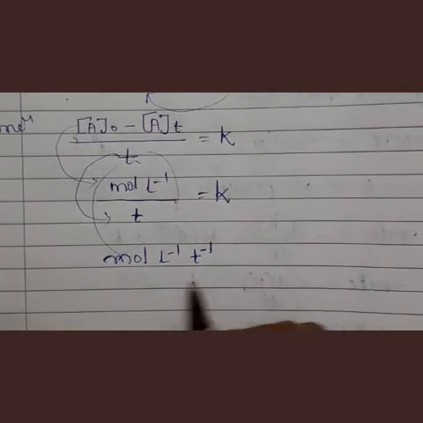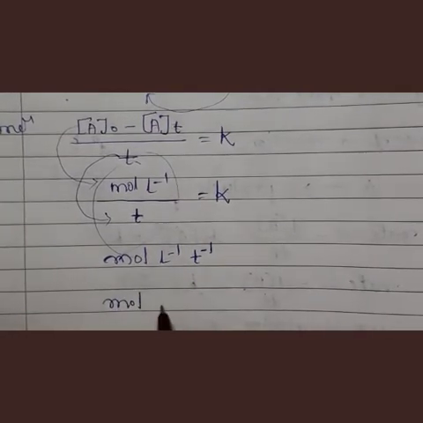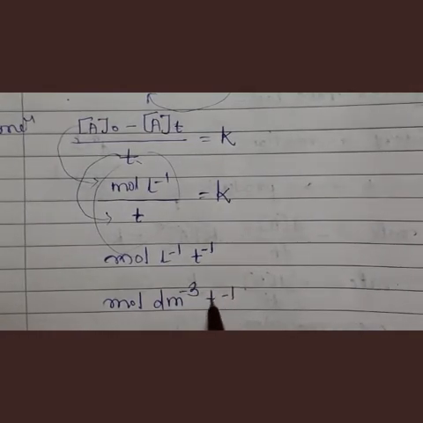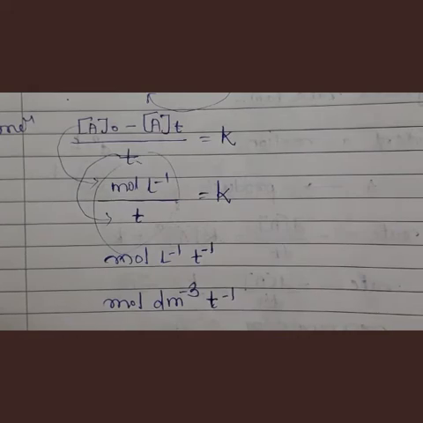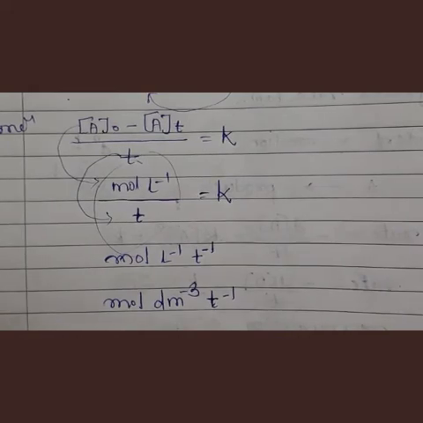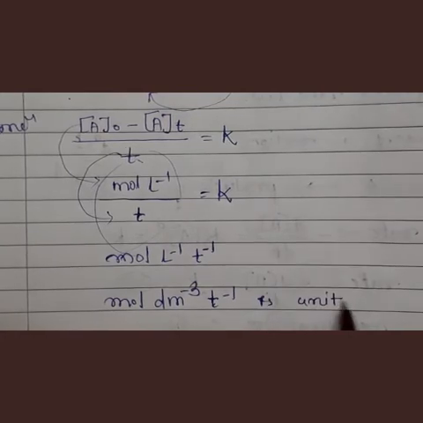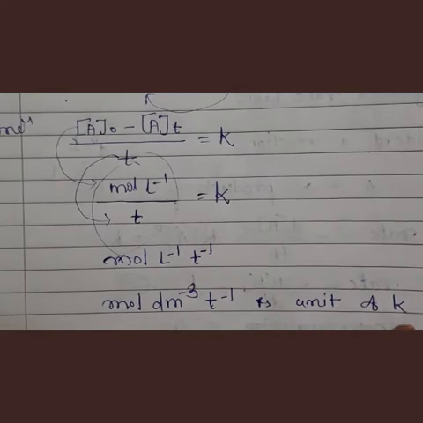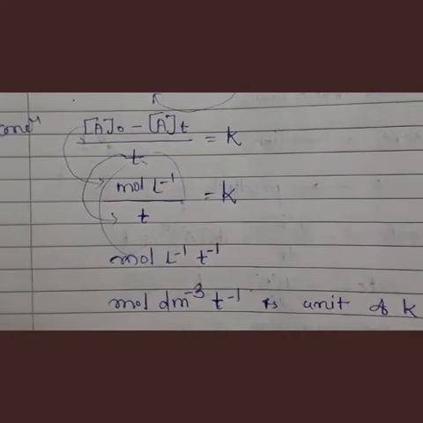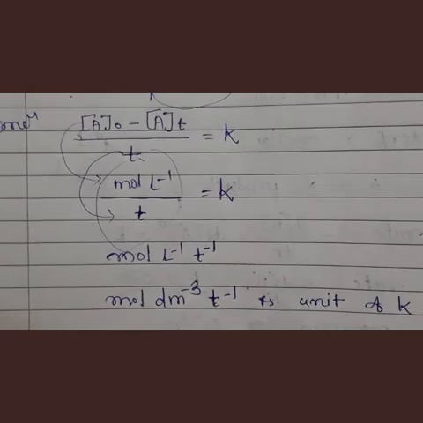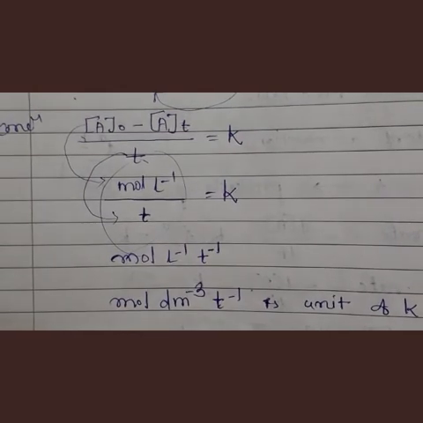Instead of liter you can write mole per dm cube per time, which can be in second, in minutes, or in hours. So this is the unit of K, the rate constant for zero order reaction. So in this way we have completed zero order reaction.